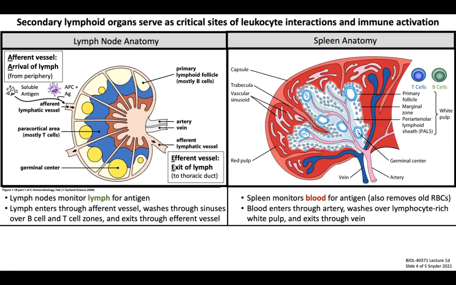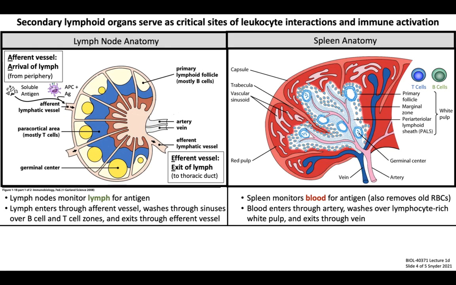Next, we have the spleen. While the lymph nodes filter lymph, the spleen filters blood and surveys it for antigen and other signs of infection. Notably, the spleen also removes old red blood cells, or RBCs, using a specialized population of phagocytes called hemophagocytic macrophages. Blood enters the spleen through an artery, where it washes over lymphocyte-rich white pulp. And these follicles are structures that contain B cells, while the PALS region contains T cells.